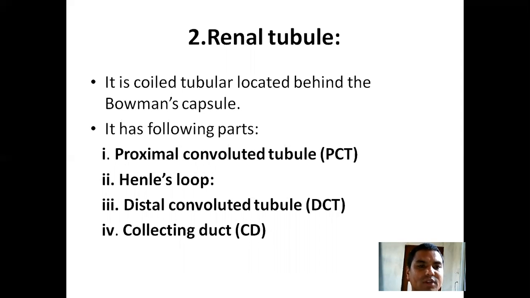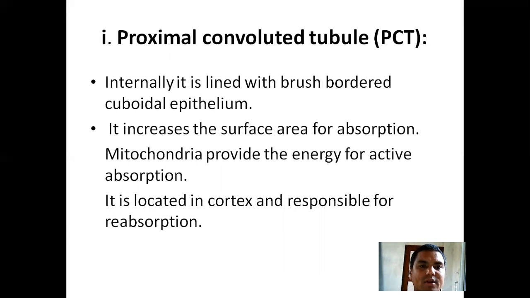Renal tubule is the collecting tubule located behind the Bowman capsule. It consists of 4 parts. They are the proximal convoluted tubule, PCT, the loop of Henle, the distal convoluted tubule or DCT, and the collecting duct or CD. The PCT is internally lined with brush bordered cuboidal epithelium. It increases the surface area for absorption. Mitochondria provide the energy for active absorption. It is located in the cortex and is responsible for reabsorption.